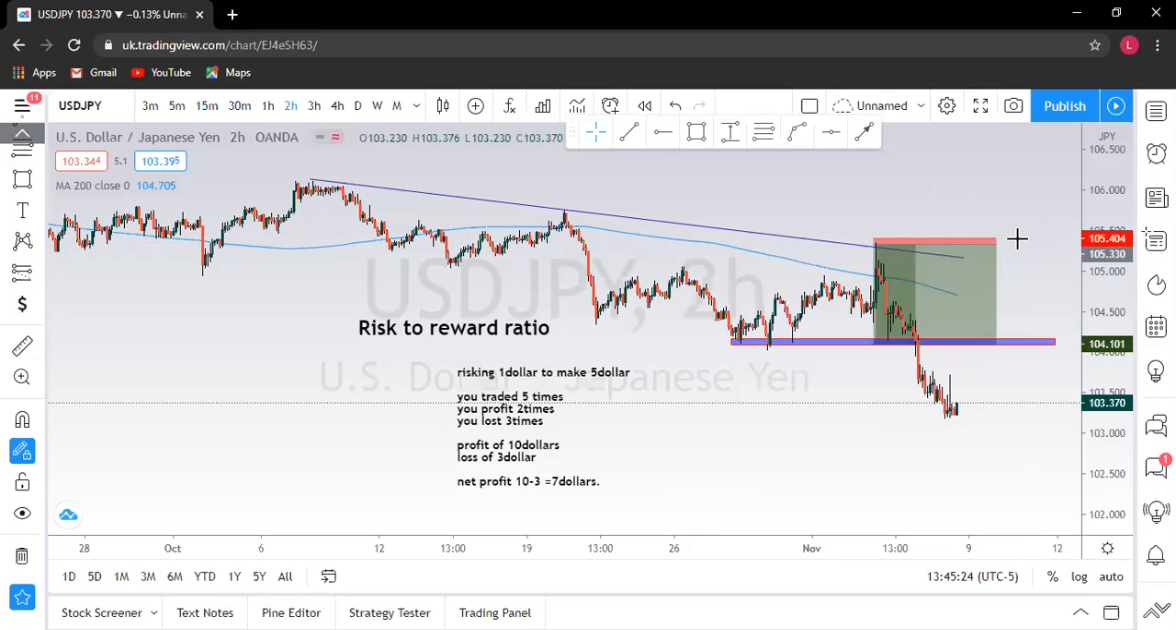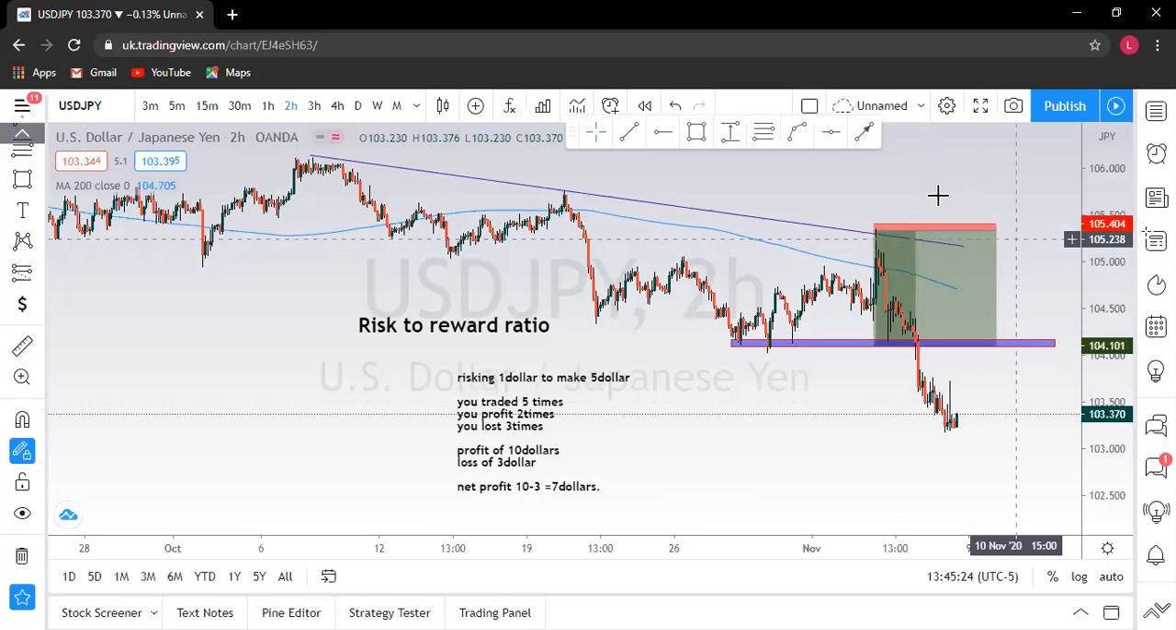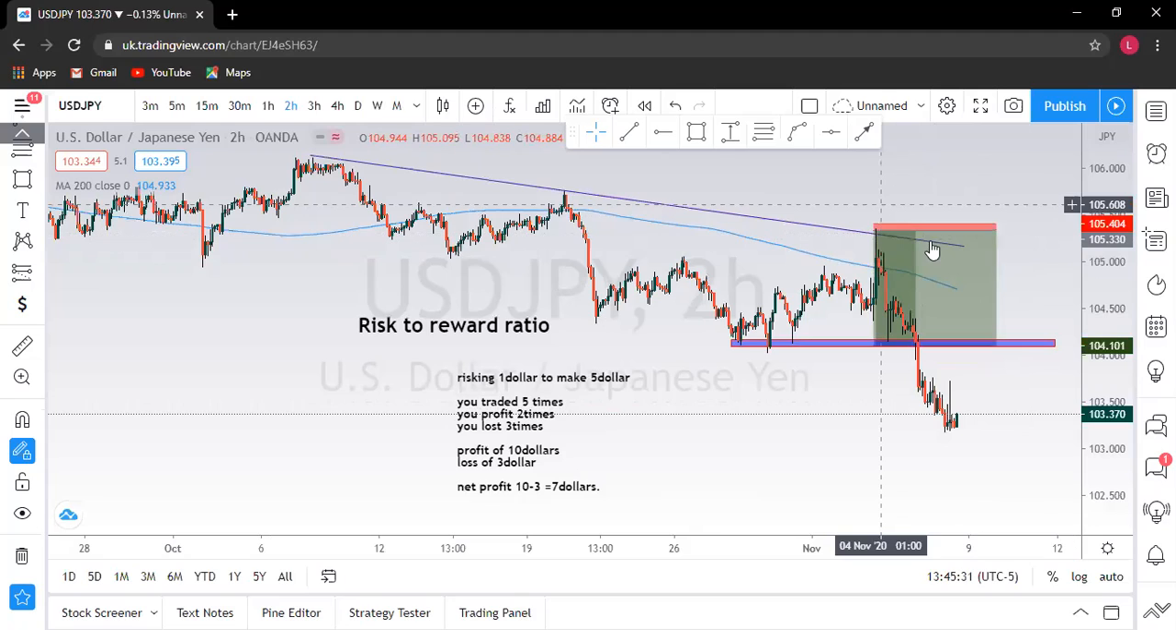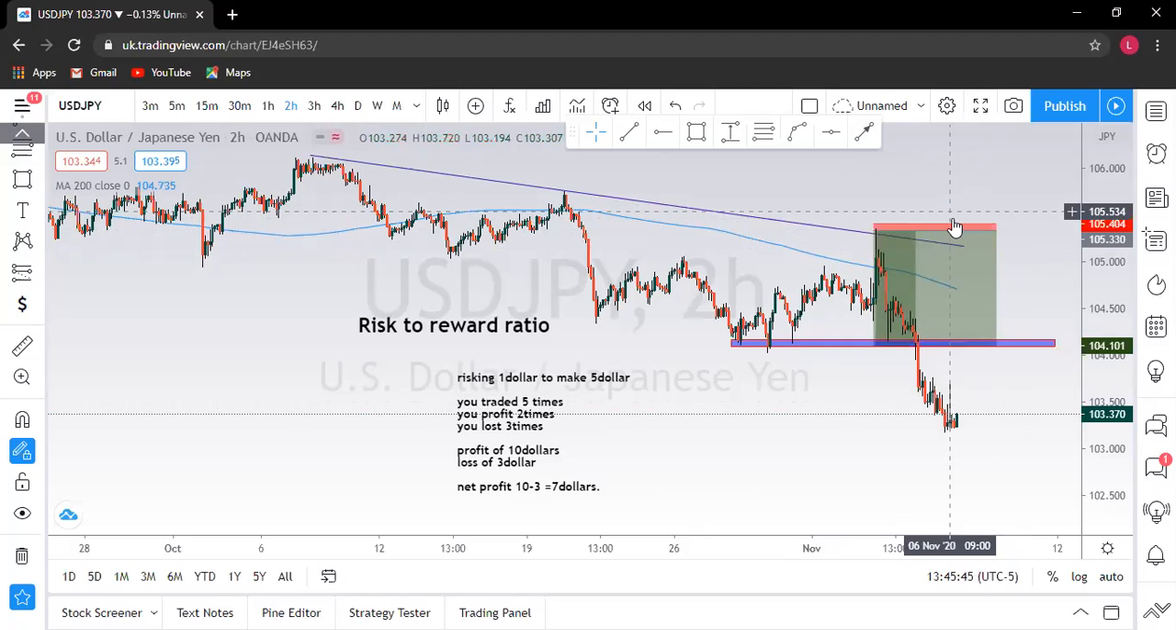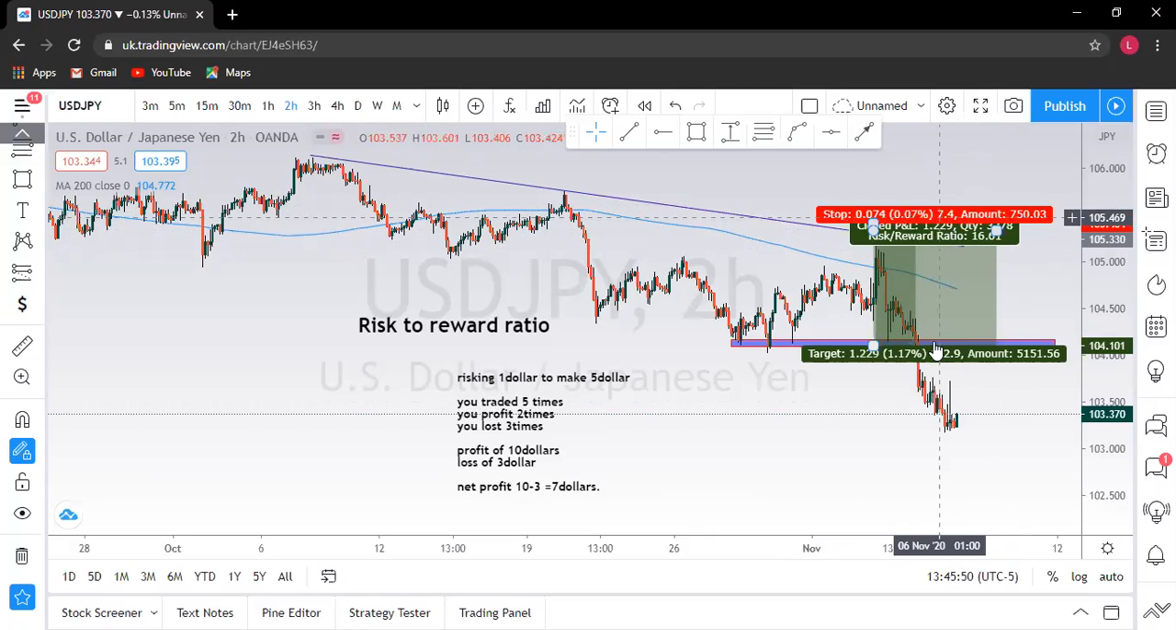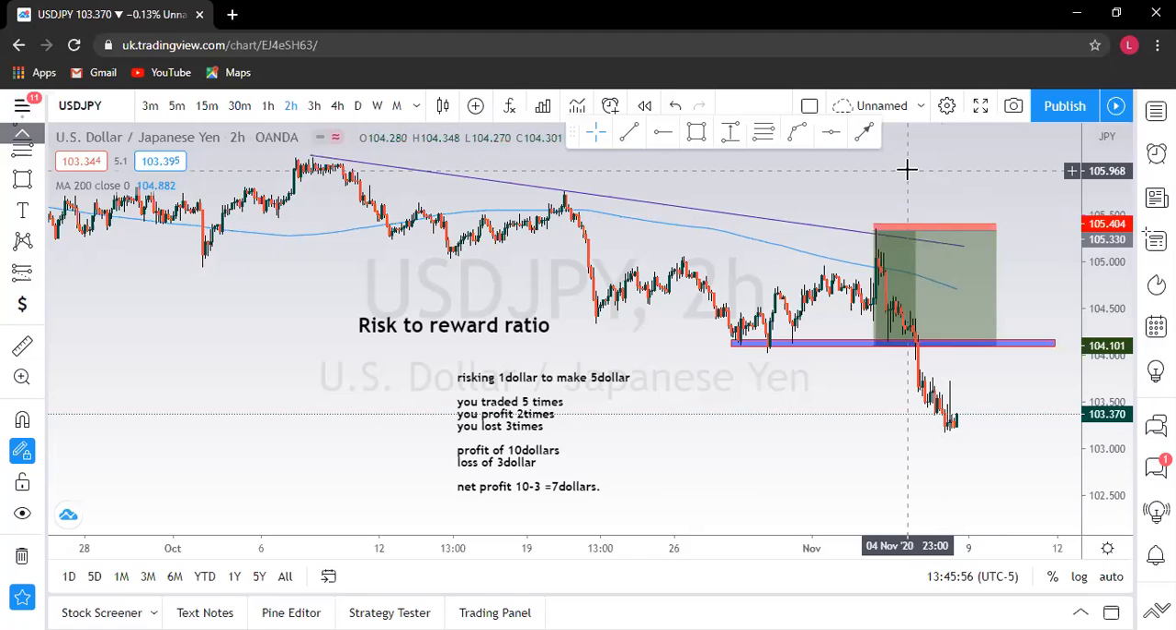What does break even mean? A point at which you are not losing and you are not gaining. I hope you understand. That means you have to lose in the market 16 times, which is not even possible, even if you are an amateur. So can you now see the power of risk to reward ratio? When you see a stop of 7.4, that means you are risking 7.4 pips, and your take profit is what? 122.9 pips. Do you understand? So that is how to go about the risk to reward ratio.